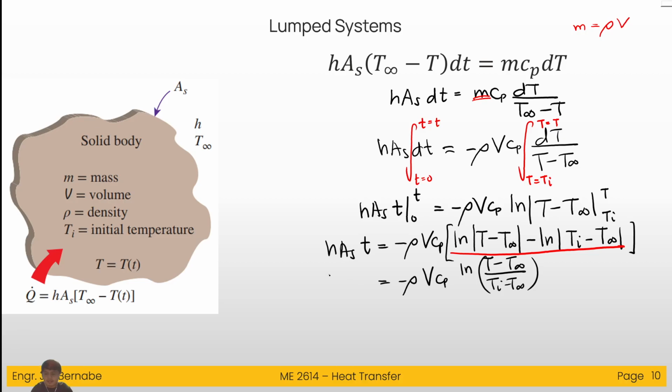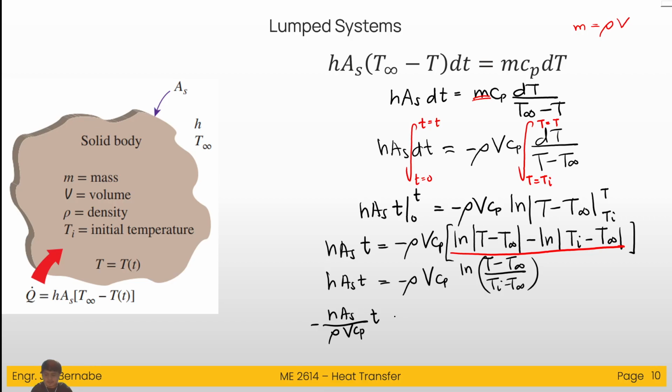Okay? And then you have HAST. So we want to solve for the temperature here, because this is the function of temperature and time. So we will represent this as a function of t. So what you can do is you can write this as HAS t, and then divide this by negative rho v Cp.